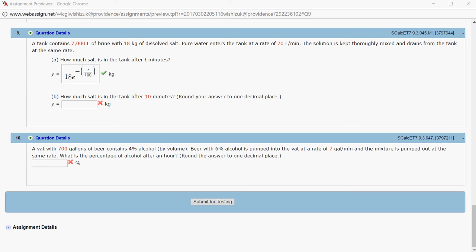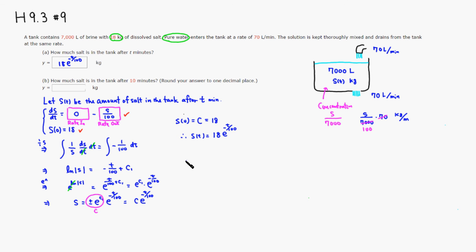All right, it came back and we got part A correctly. Let's do part B. How much salt is in the tank after 10 minutes? We just have to evaluate this. For part B, we just have to find S of 10 because it's after 10 minutes. So this is going to be 18 times e to the negative 10 over 100, which is 18 e to the negative 0.1.